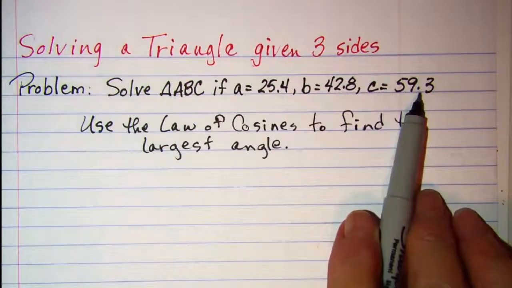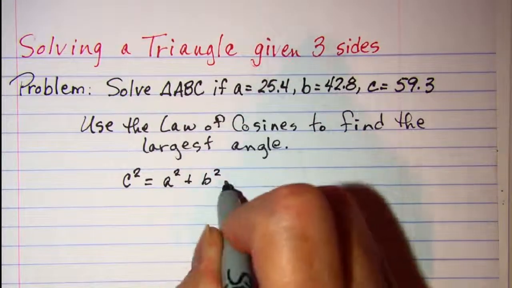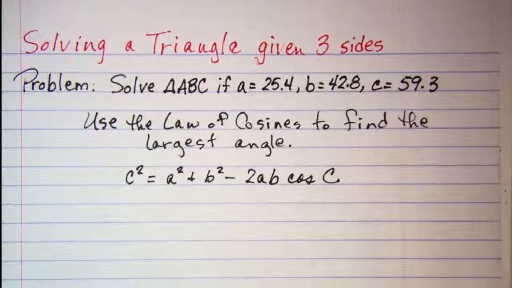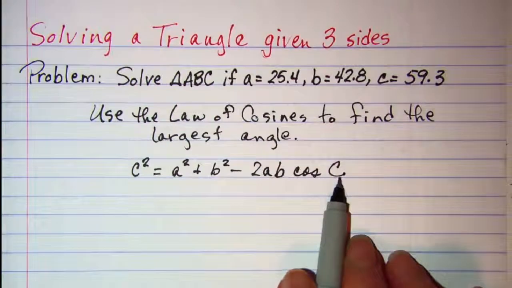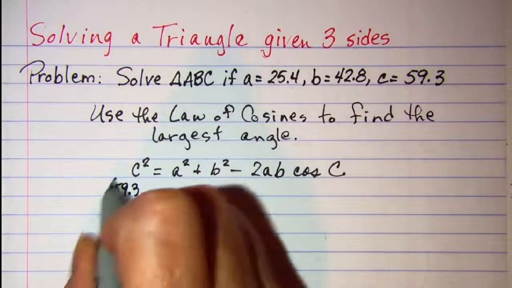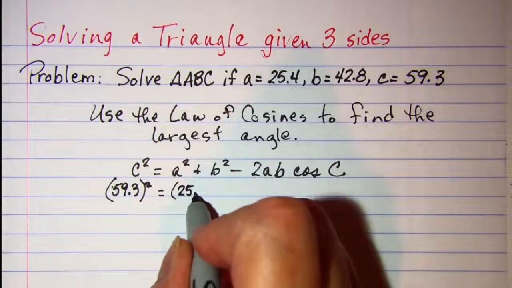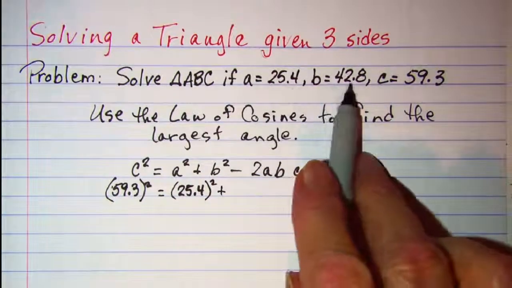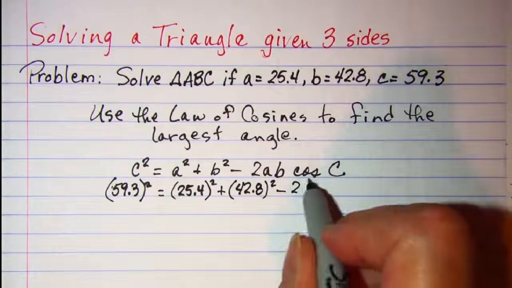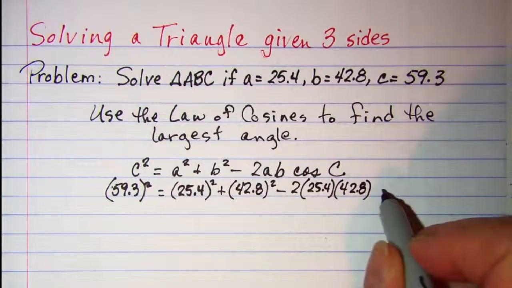So I'm going to use c squared equals a squared plus b squared minus 2 times a times b times the cosine of angle c. And this will be my variable now. So C is 59.3, that comes over here. And A is 25.4. B is 42.8. Minus 2 times 25.4 times 42.8 times the cosine of C.